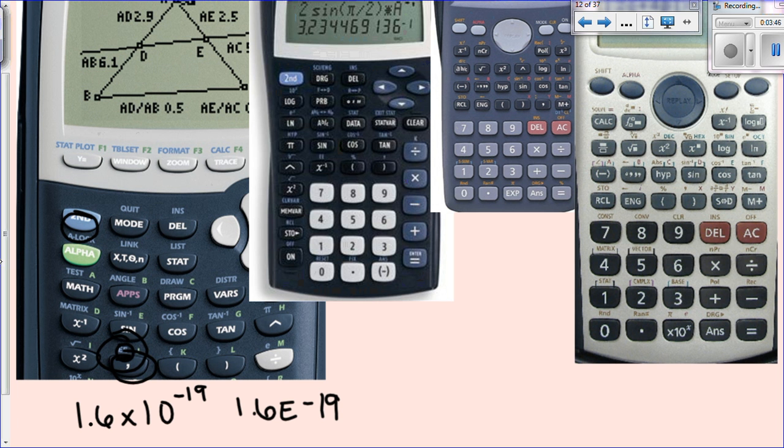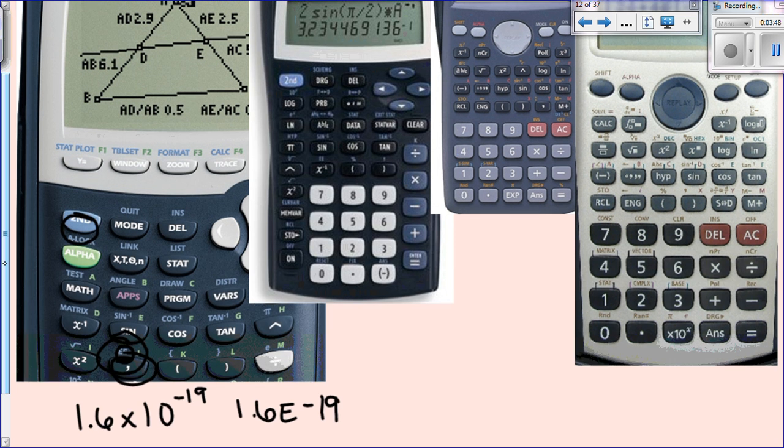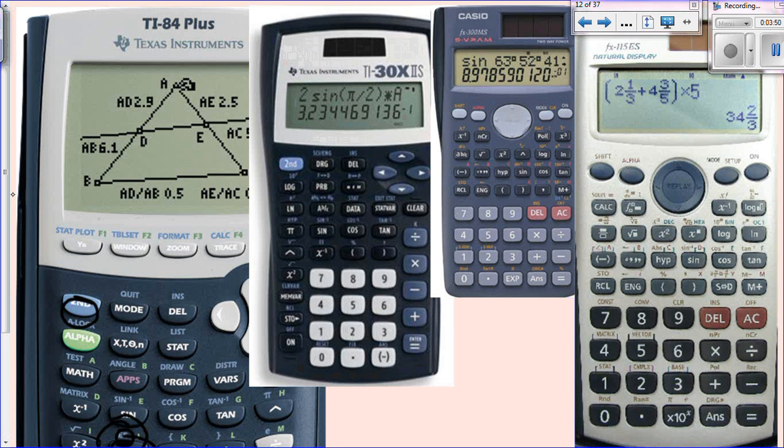Now, let's say you don't have a graphing calculator, but you have this second calculator. It's a TI-30X. And so what you're going to do is you're going to hit the 1.6. So 1.6 right here. And then it looks very similar. It's the second button, and then your EE button is right here.